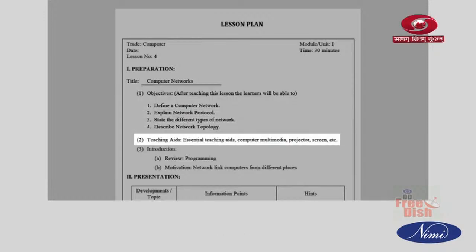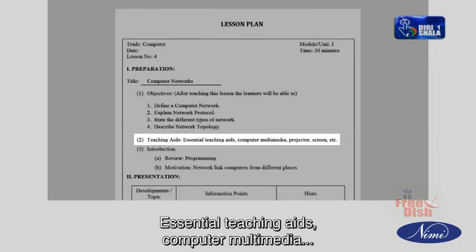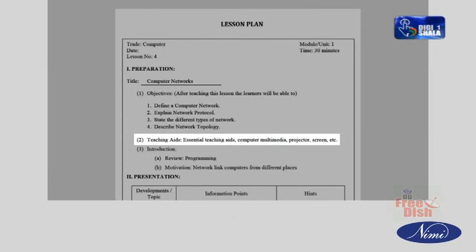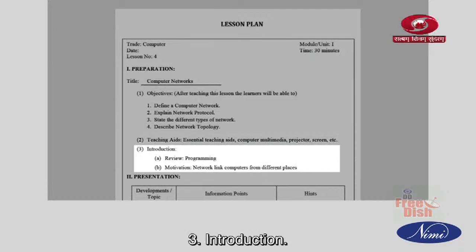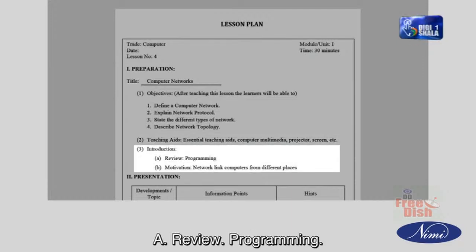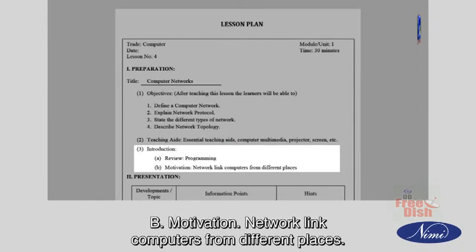2. Teaching aids. Essential teaching aids: computer, multimedia, projector, screen, etc. 3. Introduction. A. Review: programming. B. Motivation: networks link computers from different places.